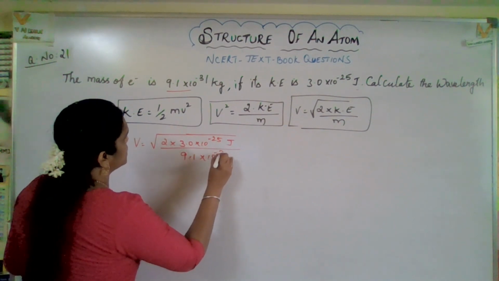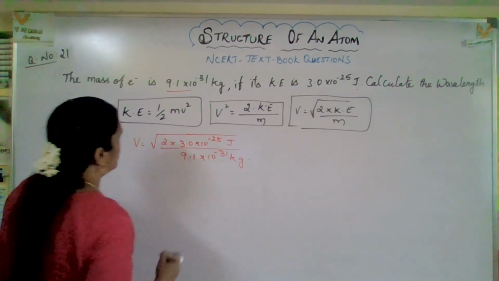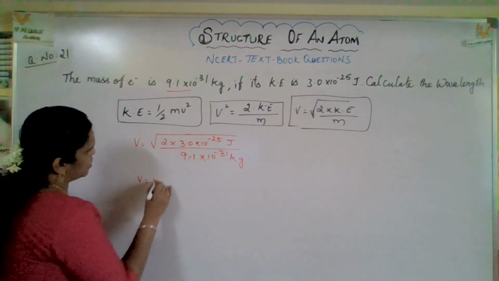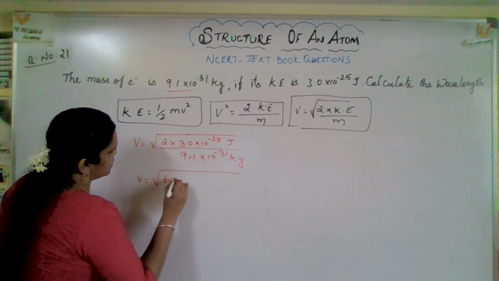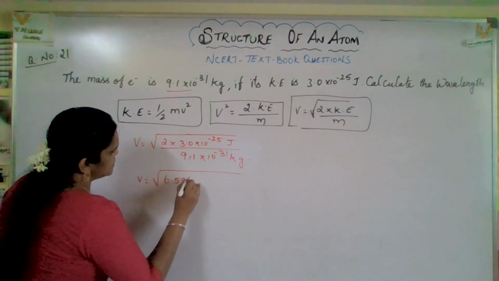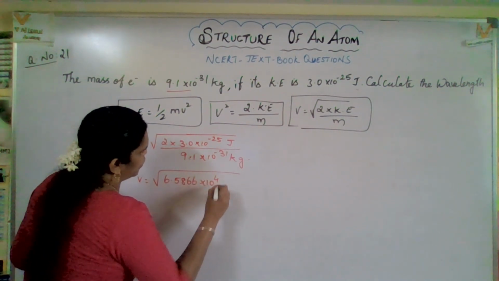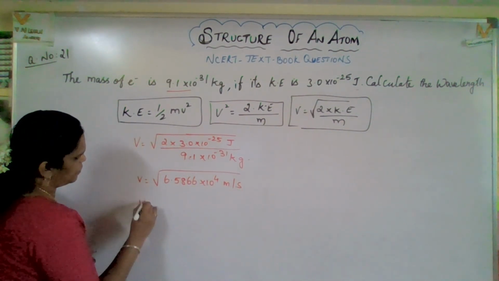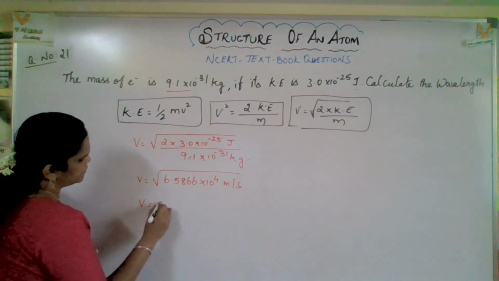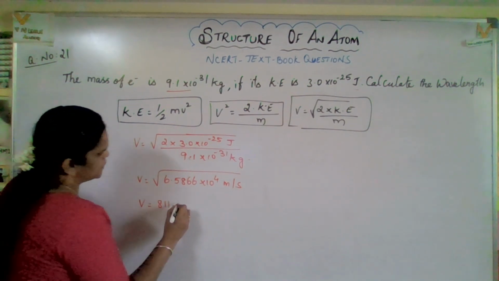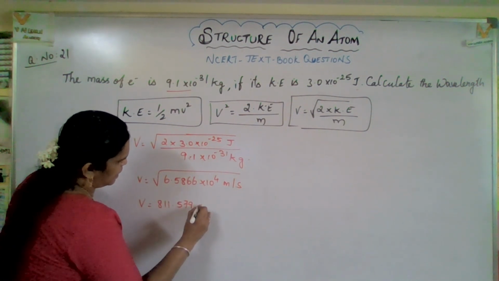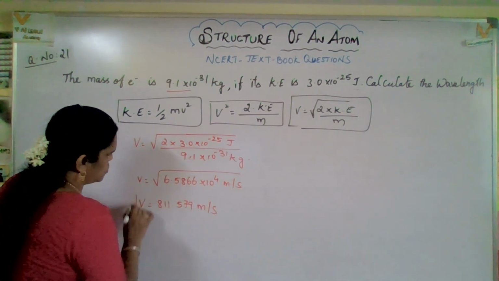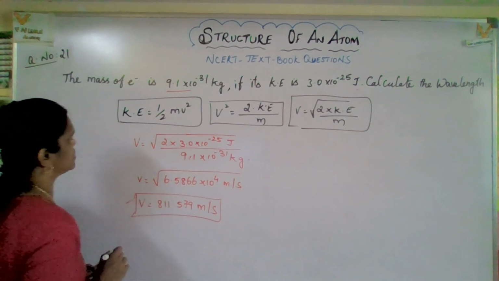9.1 into 10 to the power of minus 31 kg. Okay, now how to calculate it here? V is equal to root of 6.5866 into 10 to the power of 4 meter per second. You will get it. So here the root we can remove, so that means you will get 811.579 meter per second. So this is the value for velocity.